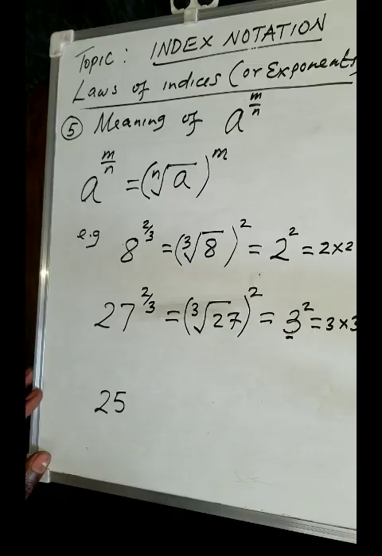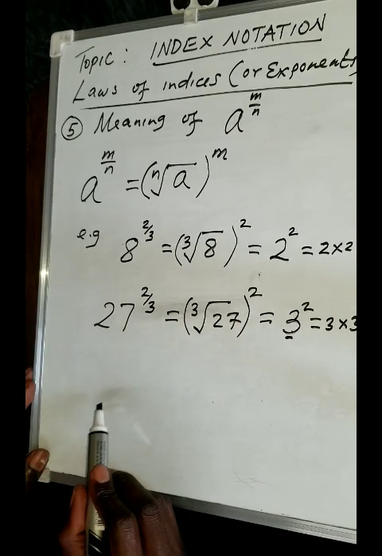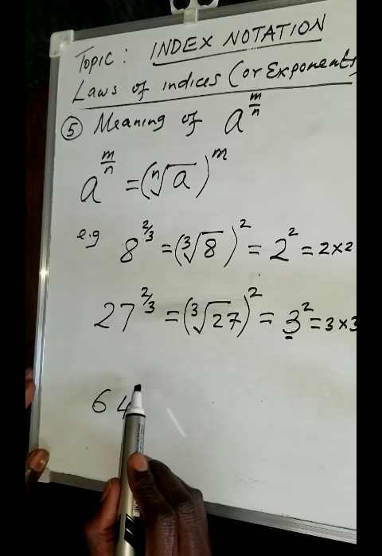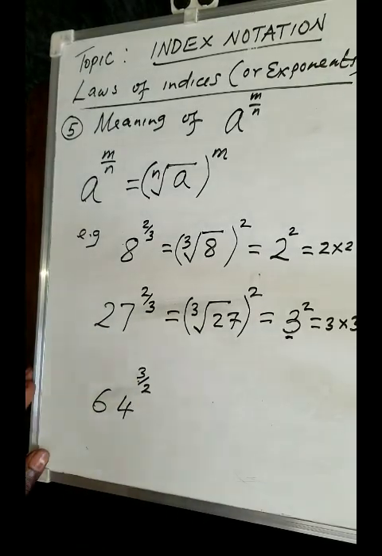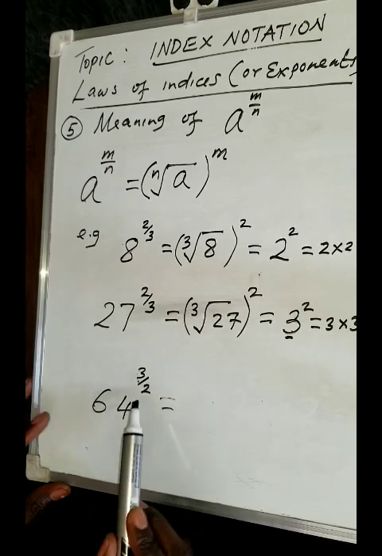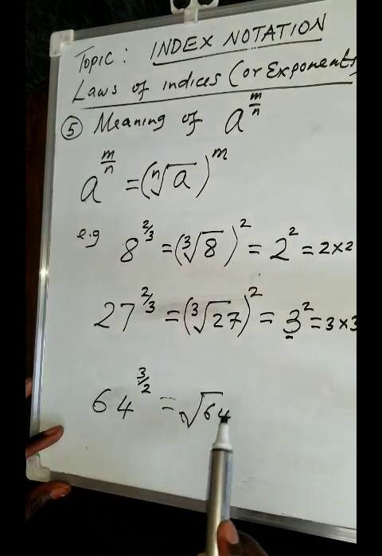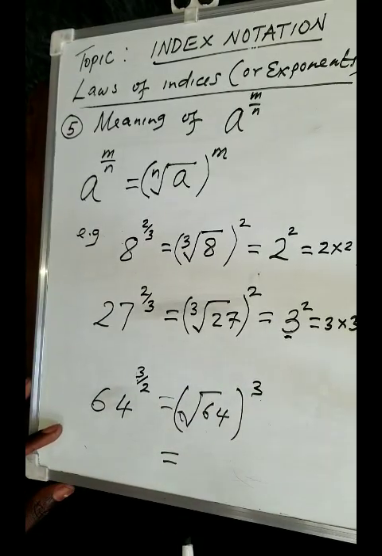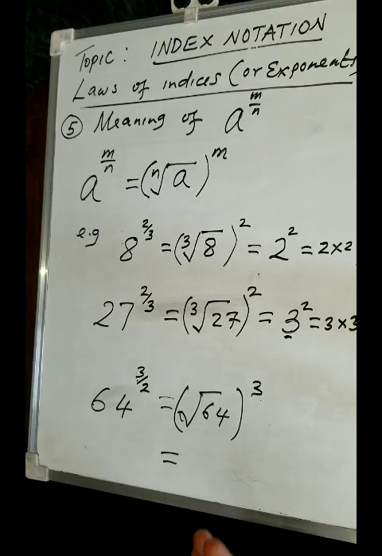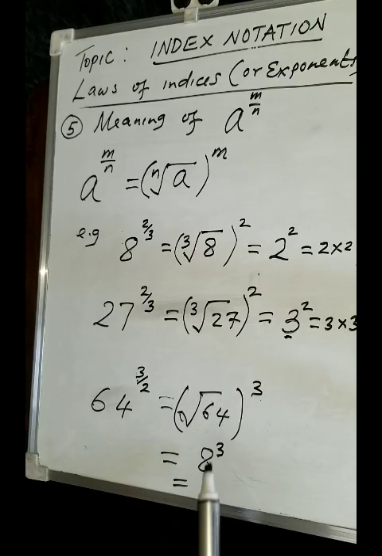Suppose you have, maybe, 64, and you say 64 raised to 3 over 2. What does that mean in this case? Well, the 2 there will mean the square root of 64, but whatever you get, you raise it to the power 3. What is the square root of 64? What is that number when you multiply it 2 times to give you 64? It is simply 8, but that 8 should be raised to the power 3.